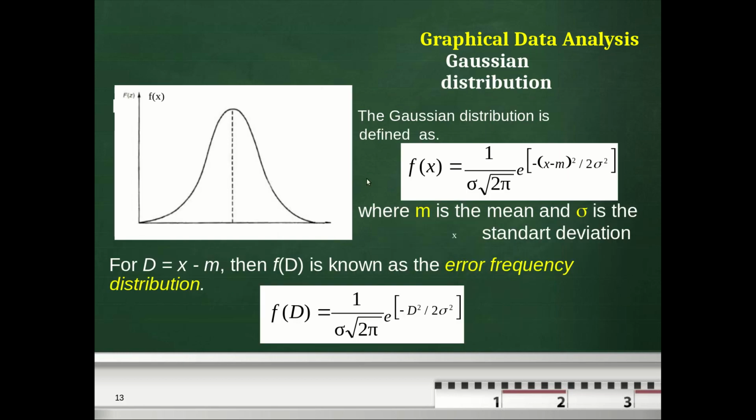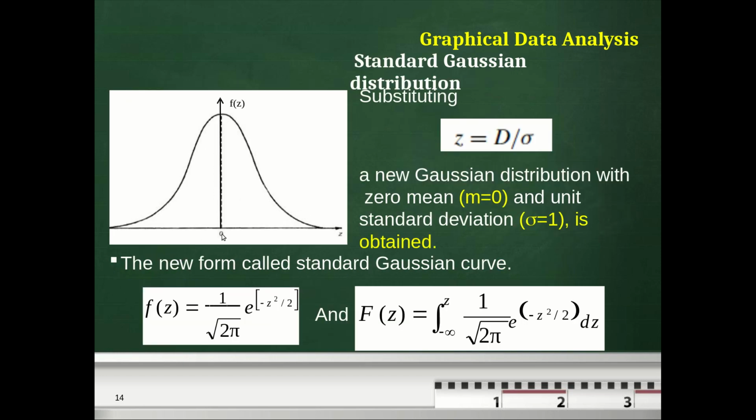Now let's see, this shape or distribution we call a Gaussian distribution, and it has a function as you see here, with m as the mean and sigma as the standard deviation. For the error, if you take d equal to x minus m, the error frequency distribution, you remove x and put d, x minus m. So this is the value of the error frequency.